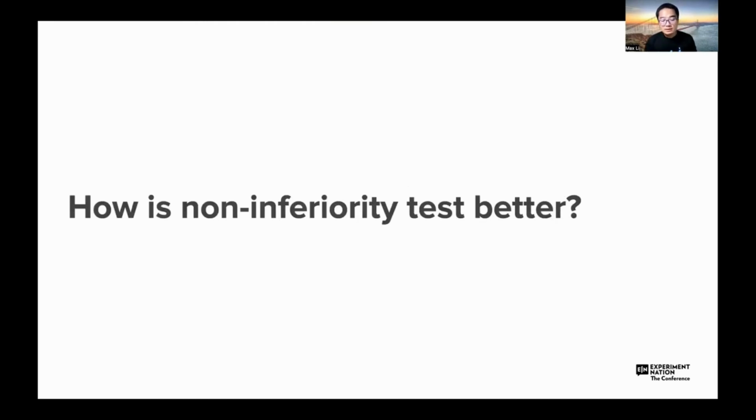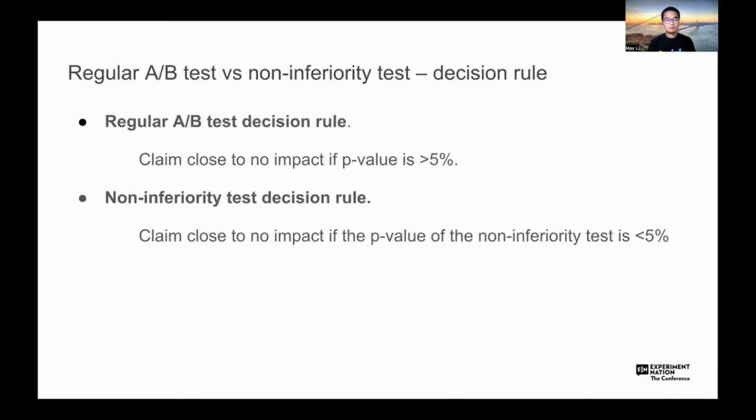So you may wonder, does this small change in null hypothesis make a big difference? Let's look at how non-inferiority test is better than the regular A/B test for those use cases. So let's compare the regular A/B test versus non-inferiority test. The decision rule for regular A/B test is, p-value larger than 5%. And the decision rule for a non-inferiority test is the p-value smaller than 5%. Please note, these two p-values are calculated in different ways.